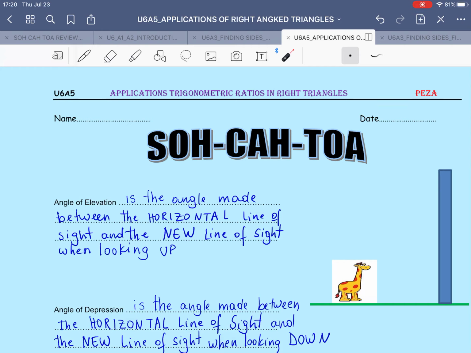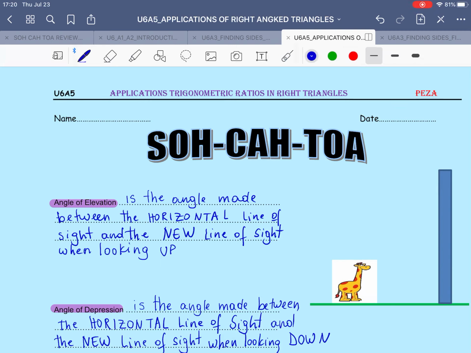And to help you draw a good and correct diagram, I want to go over a couple of definitions. Number one, the angle of elevation, and number two, the angle of depression. To illustrate this, I drew this diagram. So here is a giraffe. Her name is Sophie, by the way, and she is standing in front of a high-rise building.